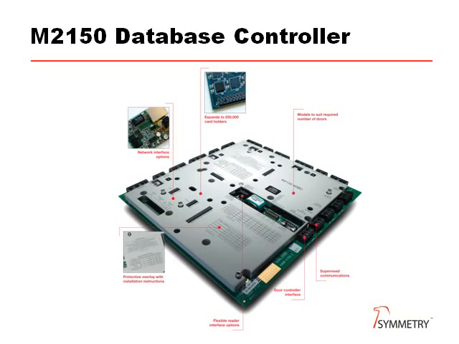This is what the database controller looks like. It has all the connections needed for the readers, doors and locks. A network interface card, or NIC, plugs onto the board to connect to the LAN. The plastic overlay helps to protect the PCB components while giving useful information for the installation.